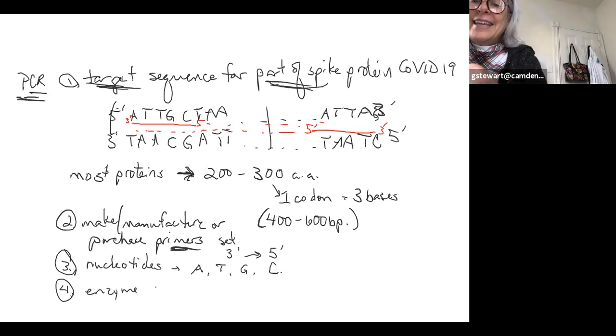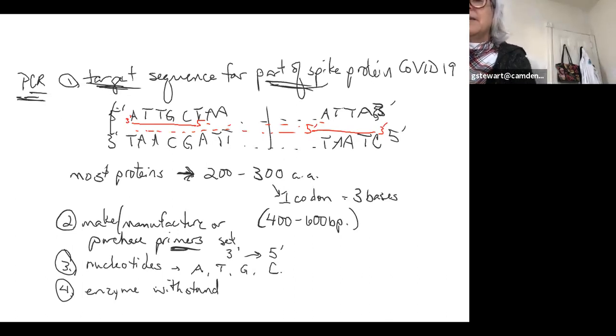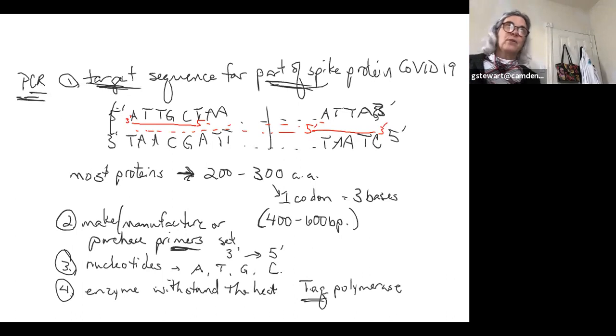that can withstand the heat of PCR, literally, because we're going to heat this reaction up to 95 degrees Celsius. And that enzyme is known as Taq polymerase. That's based on the organism that it was originally isolated from. It was a Thermus aquaticus organism from the deep sea vents. Essentially it's a DNA polymerase that works at really high temperatures, with a wide temperature range that it can work at.